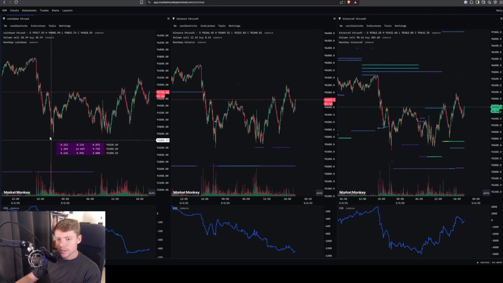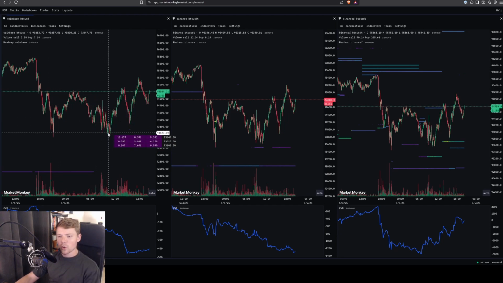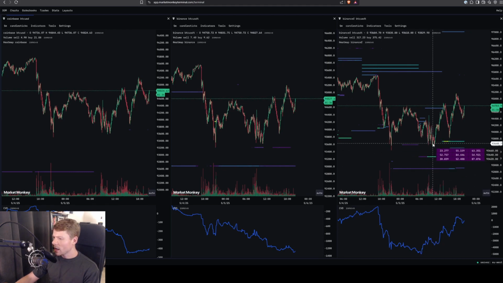So you could have had a setup, right? We make this low, we come back over here, you see the aggressive selling, but sellers aren't getting anywhere. They're not getting any movement. And the perp market was actually starting to buy. So it made a lower low, and then we made a higher high in CVD, but a lower low in price.